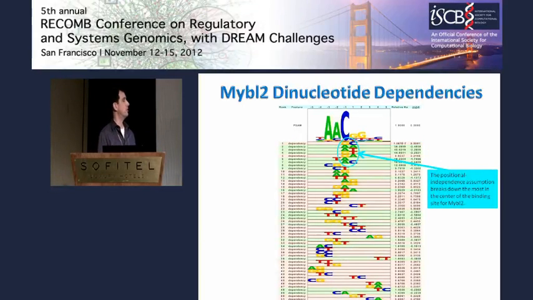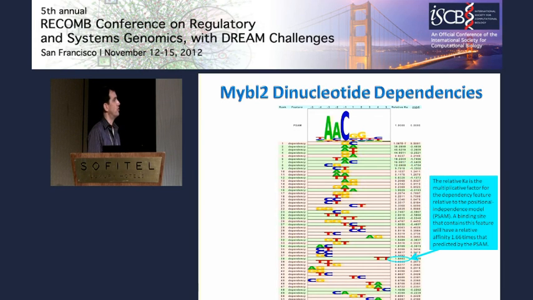And if we look at the first five dinucleotide dependency terms, we see that this is really the positions, these two positions minus 1 and 1, this is where the positional independence assumption breaks down, right? Because this is where most of the dinucleotide correction terms are located.